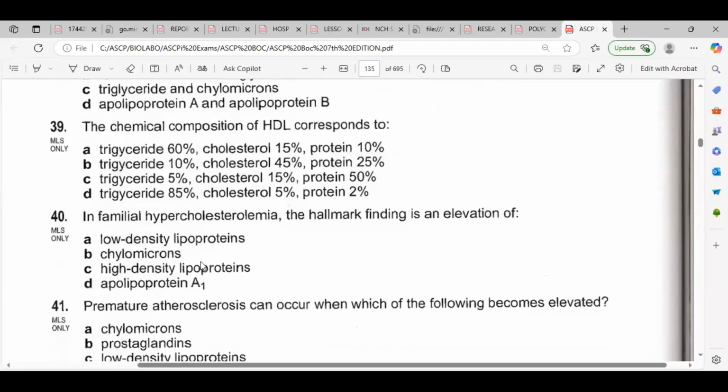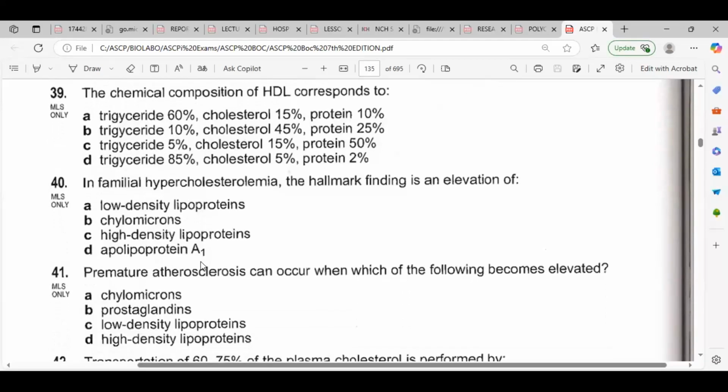So now we go to this disorder called familial hypercholesterolemia. We have it also in our notes. This fourth question is asking about familial hypercholesterolemia. We call it FH.